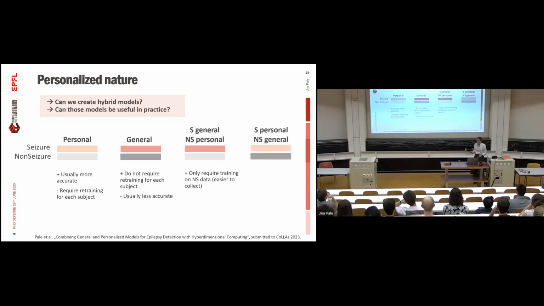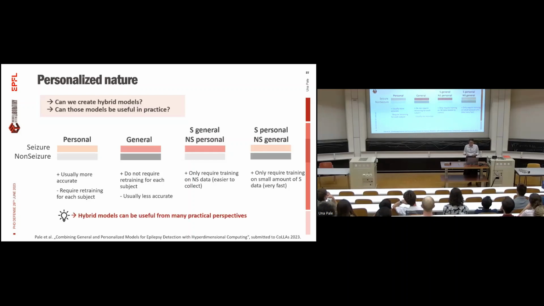Or on the other side, maybe we actually do need to personalize the seizure parts, because they are quite different between subjects. That could also be interesting, because then we don't need to retrain on hours of non-seizure data. We can retrain on only a couple of minutes of seizure data, which is much faster. So all of them are interesting, but the question was, would they even perform well?